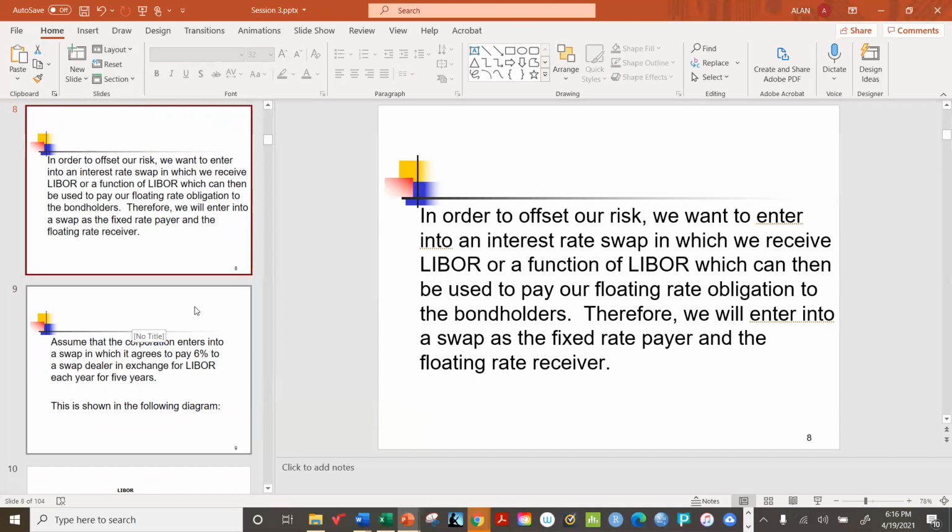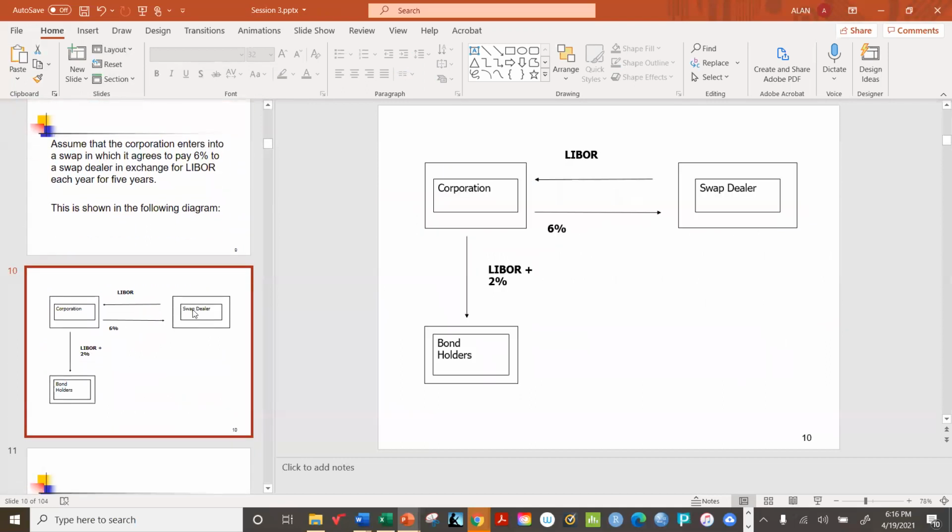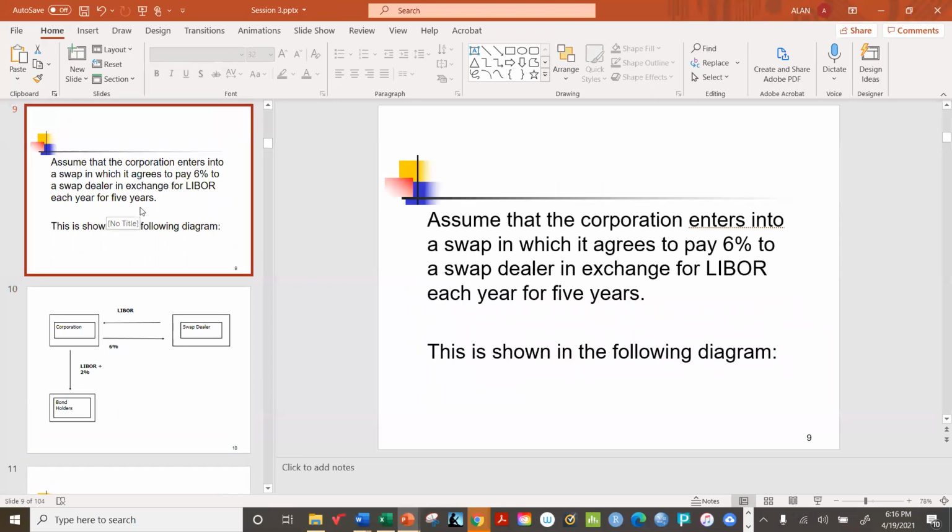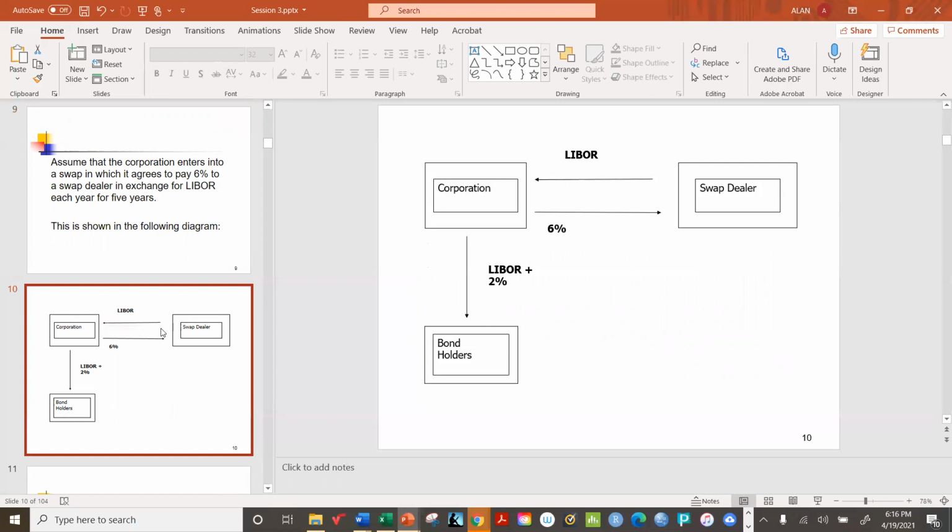So this is a diagram of, let's say that we enter into a swap with a dealer in which we agree to pay 6% in exchange for LIBOR in each of the next 5 years. Okay, so these are annual payments because the bond that we sold is also an annual pay bond. If the bond had semi-annual coupons, we could have arranged the swap to make or receive payments every 6 months. We want the payments from the swap to exactly line up with our payments to the bond, because that way we can completely eliminate our risk.